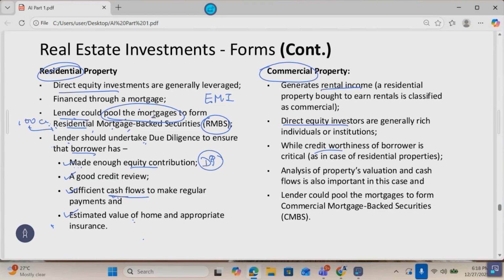Here also, like RMBS, you'll have a CMBS. Why? Because commercial property. All of the mortgages that are backed, he'll make a pool and then sell them as a CMBS. Here, take a minute to read that carefully. These are the two important features of real estate investments, both residential and commercial.